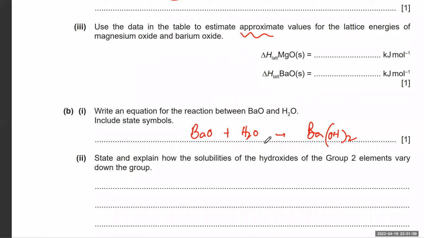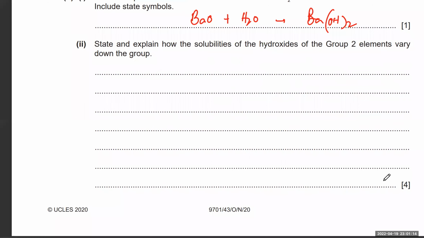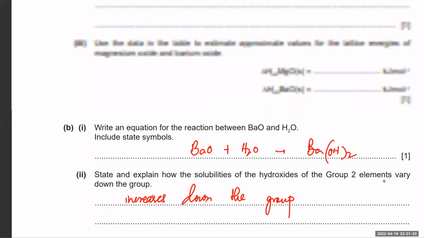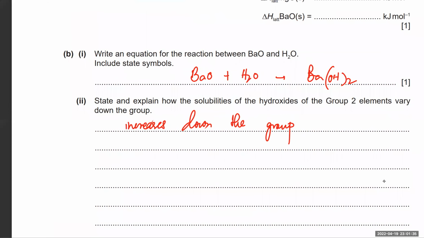State and explain how the solubility of the hydroxides of group 2 elements varies down the group. So that's your typical 4-mark question. First thing, solubility: it increases down the group. Barium hydroxide is very soluble, but magnesium hydroxide at the top is not very soluble. So that means the enthalpy of solution becomes more exothermic when you move down the group.